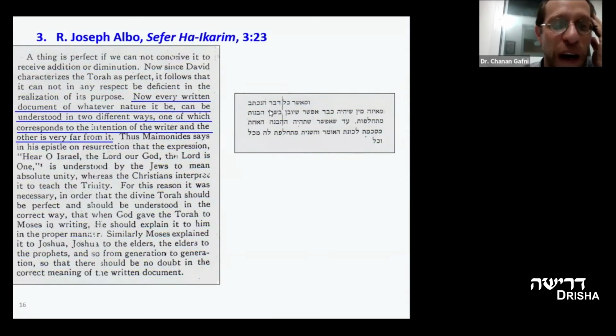This is from Rabbi Joseph Albo in his book called Sefer HaIkarim, the Book of the Principles, and he too addresses the same theme. And he goes on and explains it. Let's see what he says.